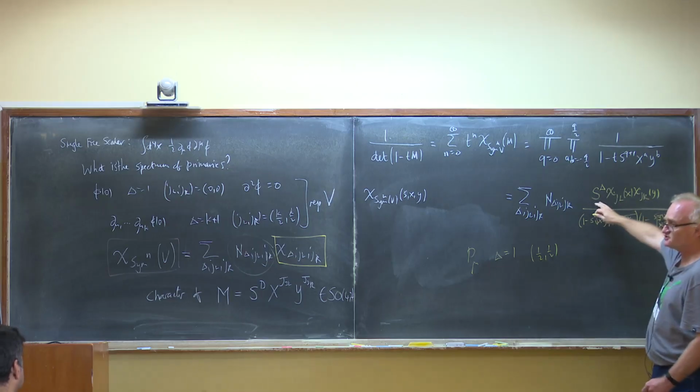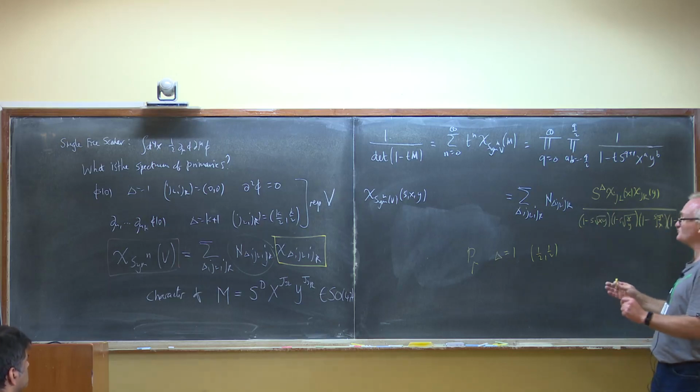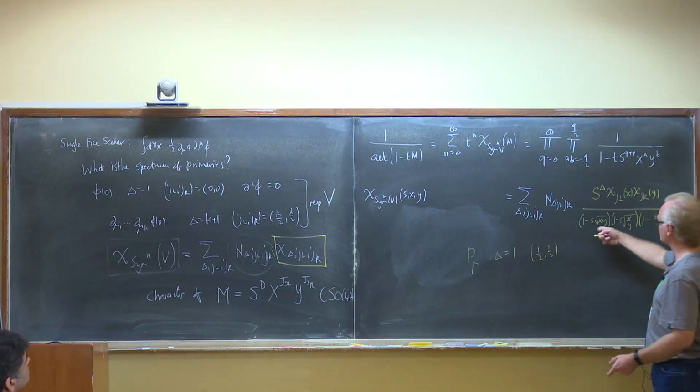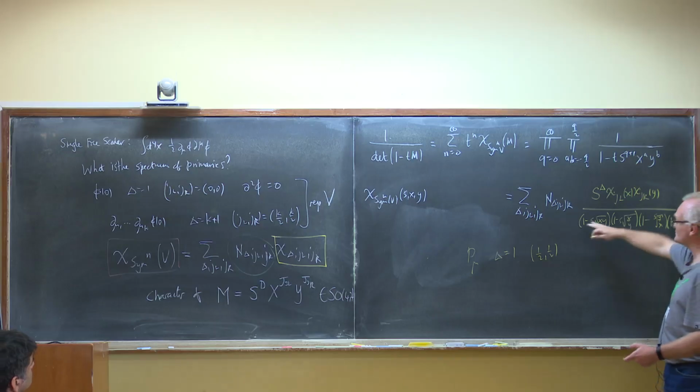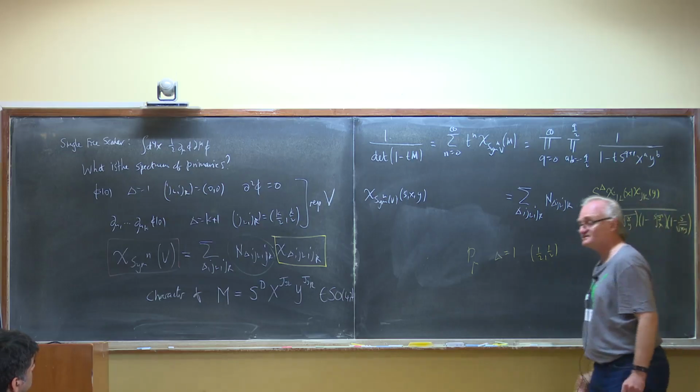The character is a trace. Each term in the sum of the character should correspond to one state that you're tracing over, and you can read the quantum numbers of that state off when you expand this out. So those factors are just for the descendants.